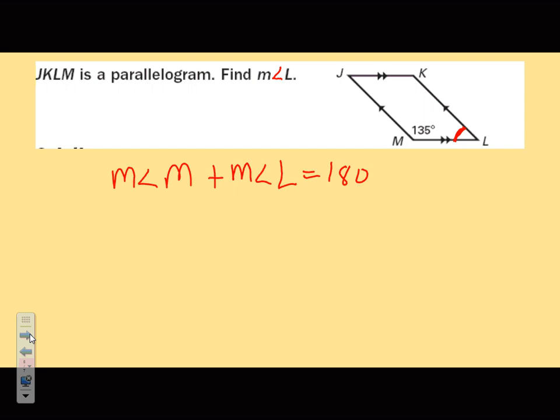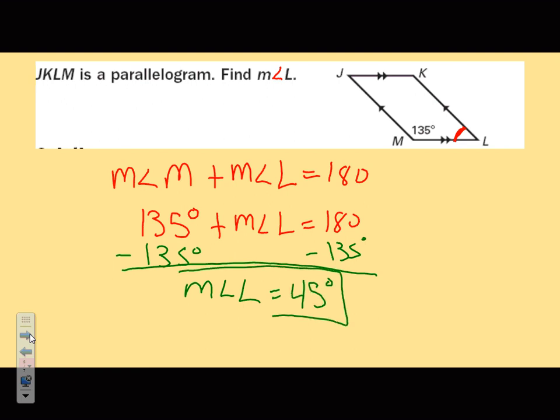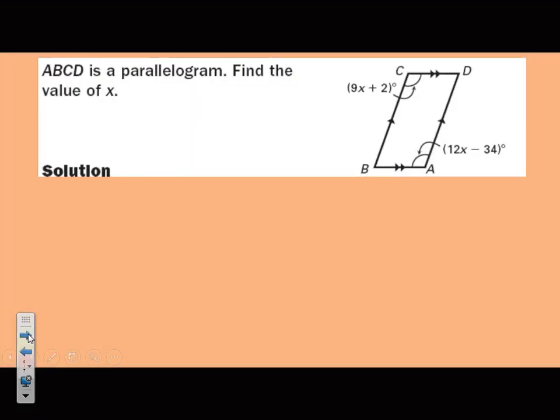We can plug in what we know. The measure of angle M is 135 degrees, plus the measure of angle L equals 180. To solve this problem, we're going to subtract 135 from both sides. So the measure of angle L equals 45 degrees. There we go for that one. All right, moving on, make sure you guys get these examples in your notes, please, okay? We have 2 more you have to get down in your notes. Here comes the next one.